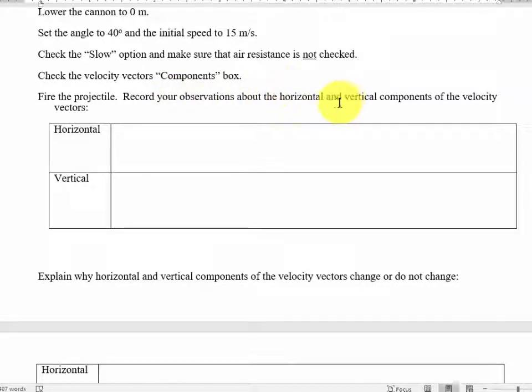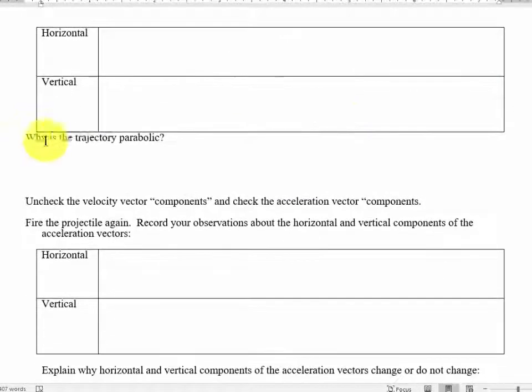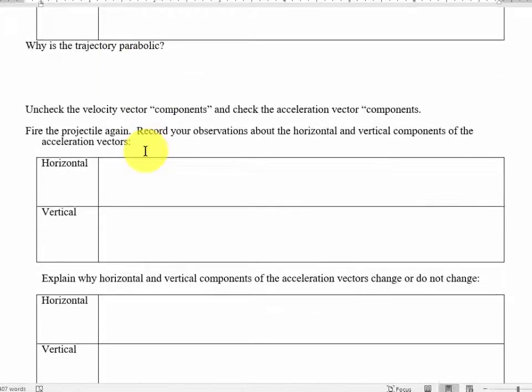I want you to record your observations about the horizontal and vertical components and talk about why they do or do not change. I want you to talk about why the trajectory, the position versus time, is a parabola, and you should be able to do that from the previous lab.